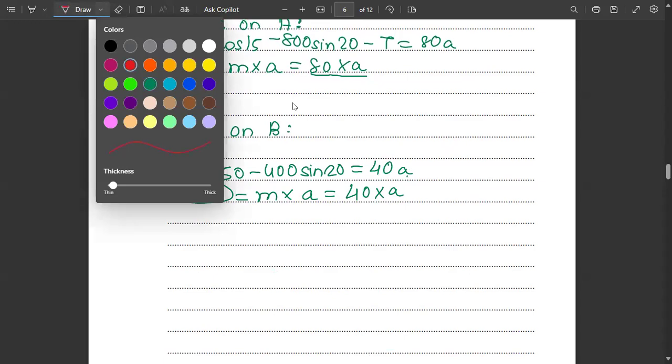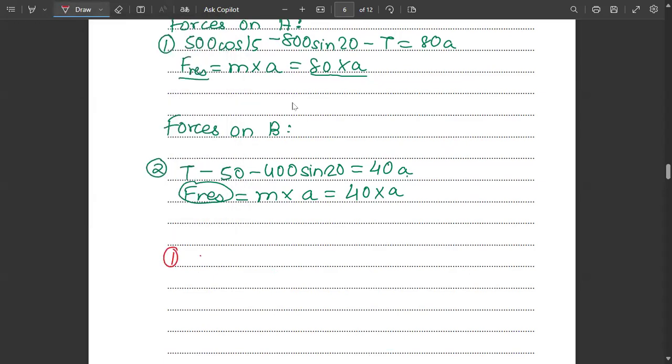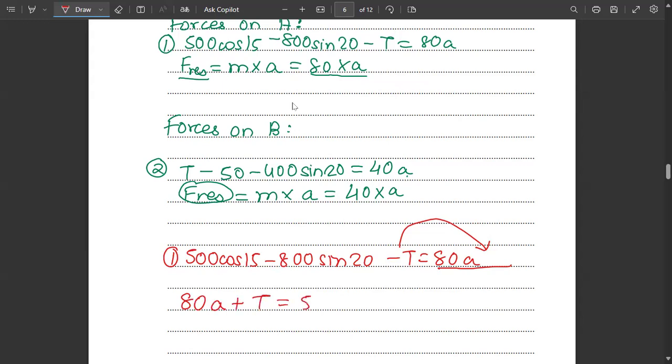Now let me write both the equations again. The first equation is 500 cos 15 minus 800 sine 20 minus T is 80A. Now what I'll do is take T there, and write this part of the equation first. So 80A plus T is equal to 500 cos 15 minus 800 sine 20. This is our first equation.